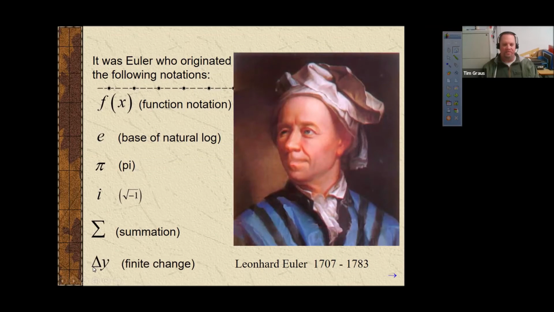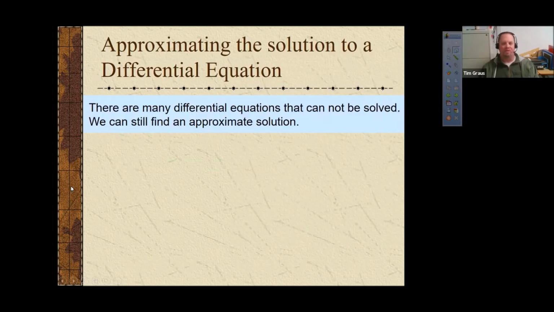One of the things he talked about a lot was delta y as a finite change in y and delta x as a finite change in x. Leonhard Euler came up with a method for approximating what a function would look like if we only know its derivative and a starting point. We'll use this approximation method for differential equations that cannot be solved.